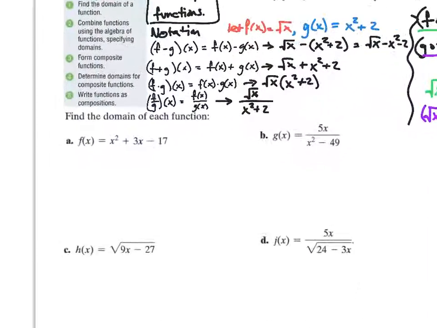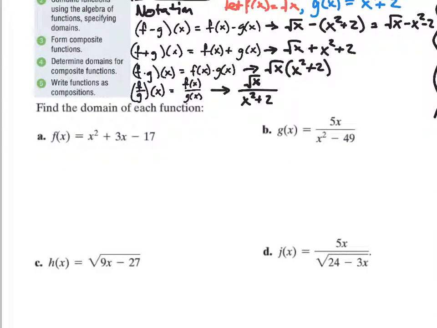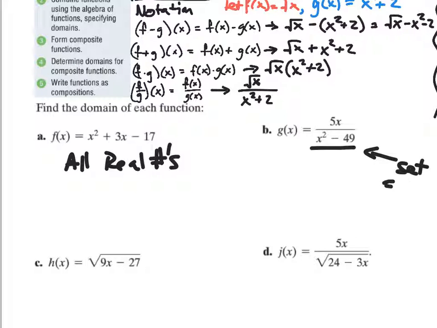The one thing I do want to talk about is the domain. When you have domains of polynomials, your domain is going to be all real numbers. When you have a denominator like this, you want to set that equal to 0 and solve.